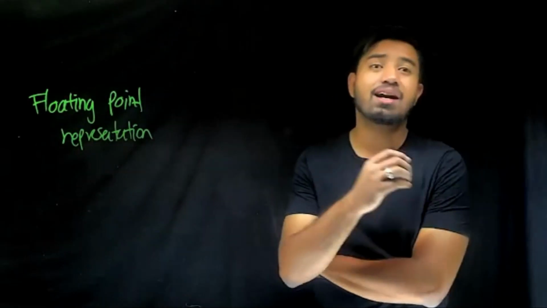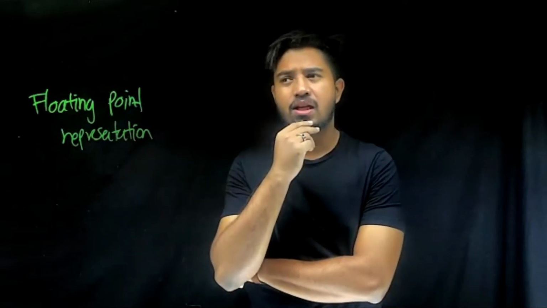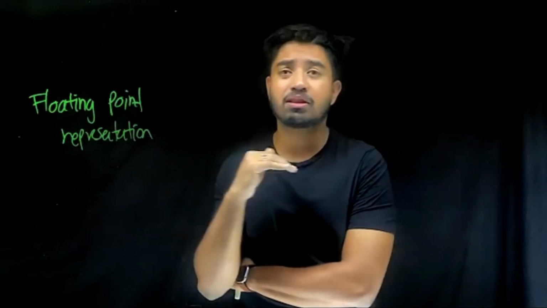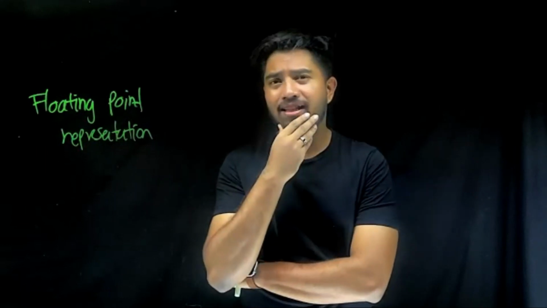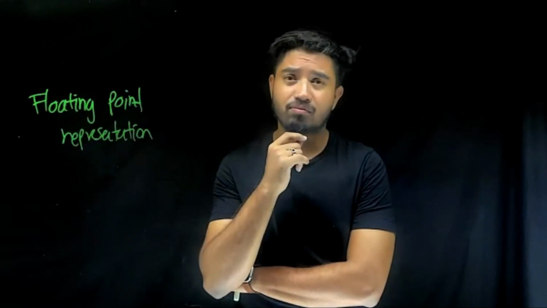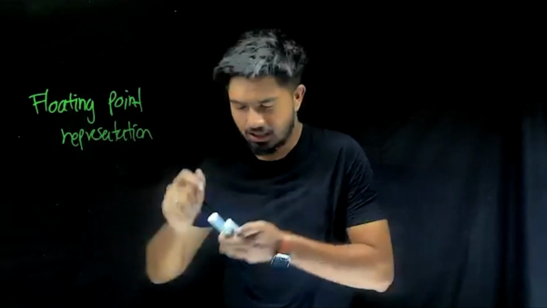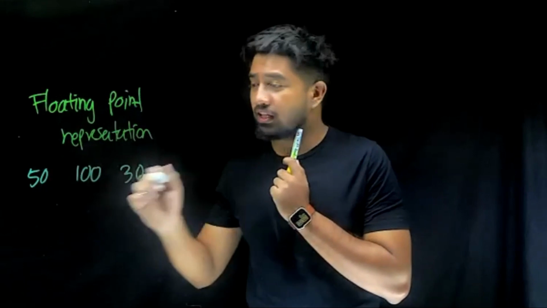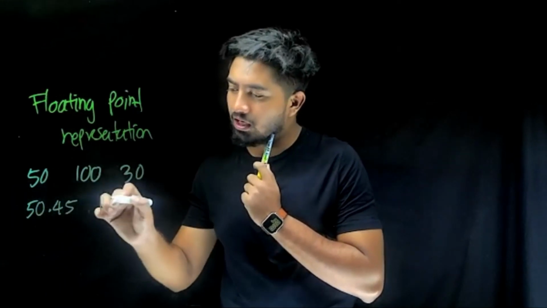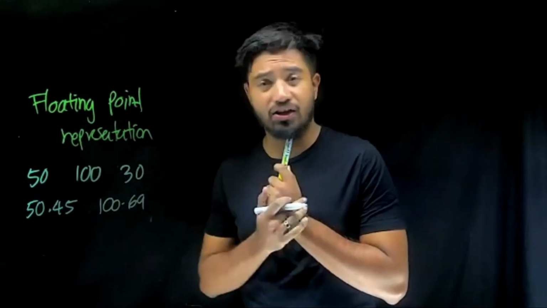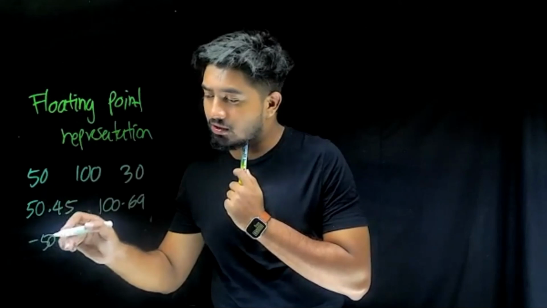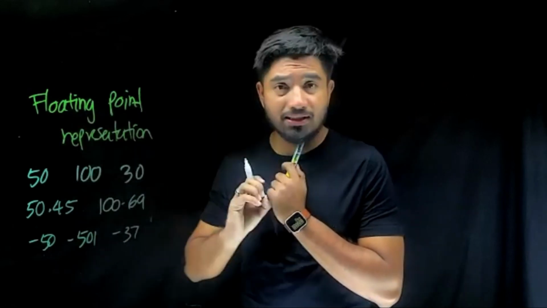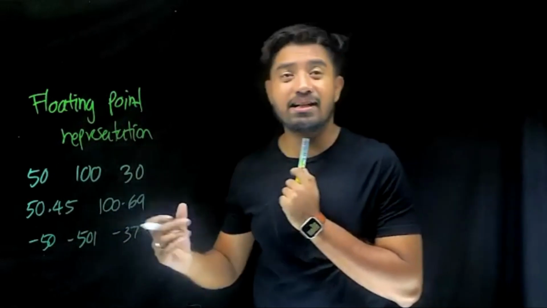In computers, we learned about positive numbers like 10, 20, 100, 30, 50, 60. We learned positive numbers in hexa, in octal, and in binary, and then we also learned about fixed point. We learned fractional numbers like 50.45, 100.69, and we learned negative numbers also, like negative 500, negative 37. So positive numbers, fractional numbers, negative numbers.